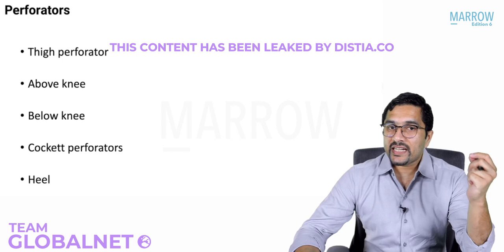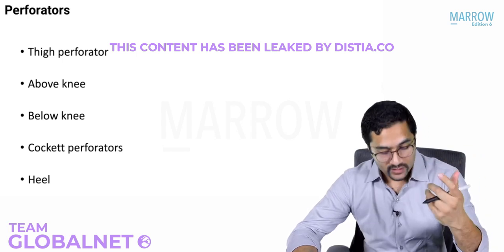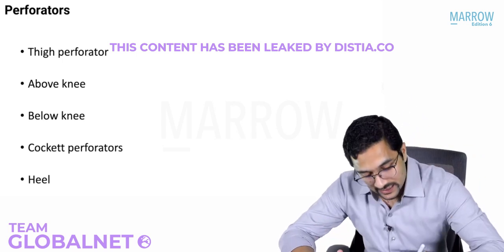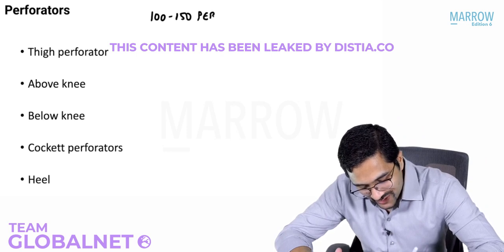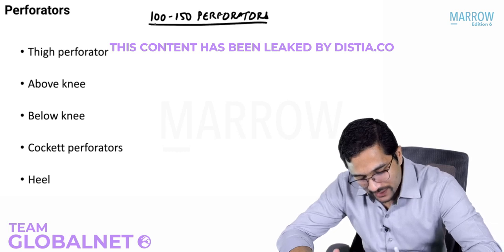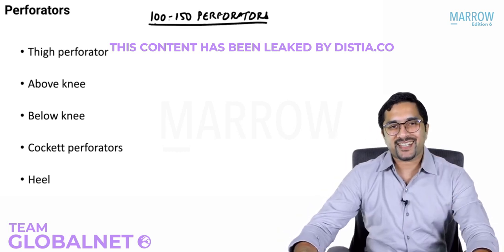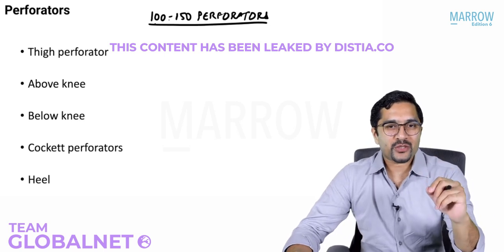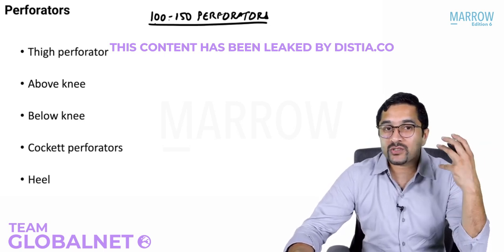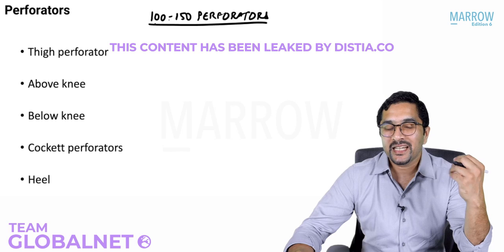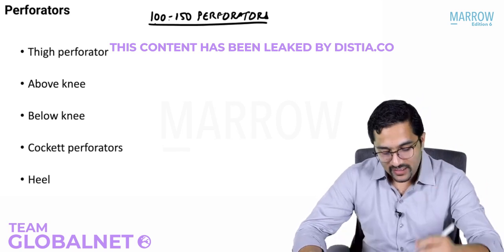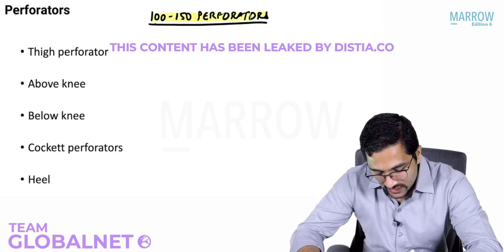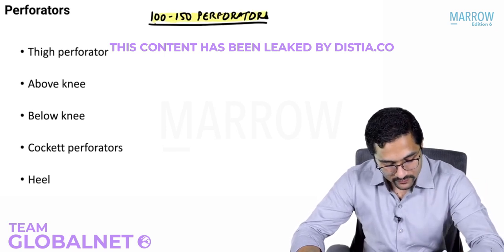I told you perforators also connect the superficial system with the deep system, and there are at least 100 to 150 perforators. So I remember 5 or 6 years back, there was a question in the DNB exam, how many perforators are there? And the majority of the students marked 8 or 10 because those were the named perforators. But in total, there are 100 to 150 perforators. So please don't get confused between the two.